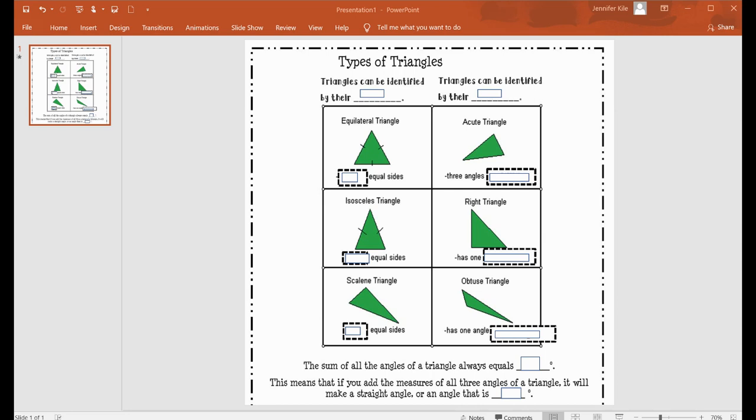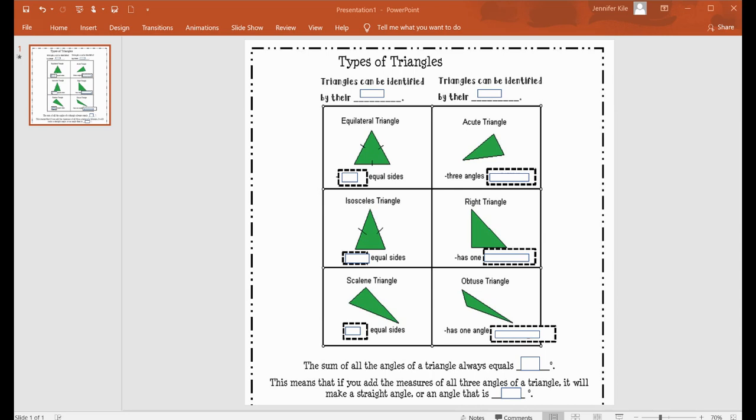So you know an acute angle is less than 90 degrees. A right angle is exactly 90 degrees. And an obtuse angle is more than 90 degrees. So those angle measurements will apply to a triangle. So an acute triangle has three angles that are all less than 90 degrees, or all acute angles.